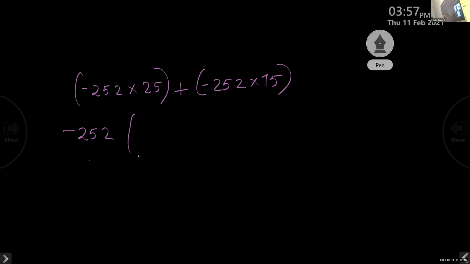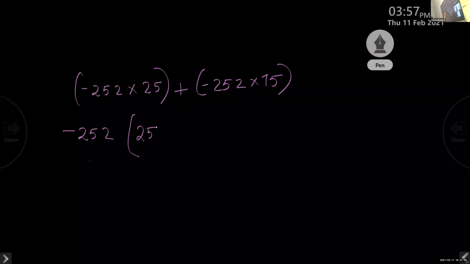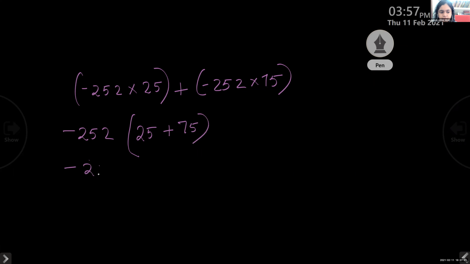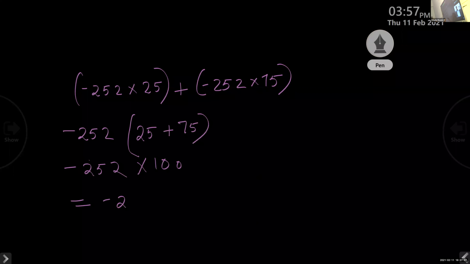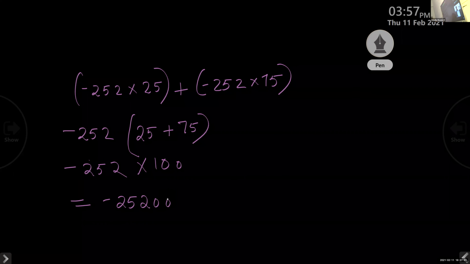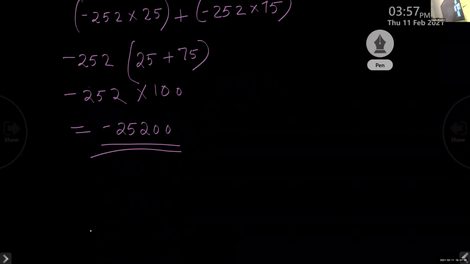Now put it in the bracket, remaining 25 plus 75. So, negative 252 into 100. So the answer is negative 25,200. Negative 252 into 100. So negative 25,200 will be the answer.